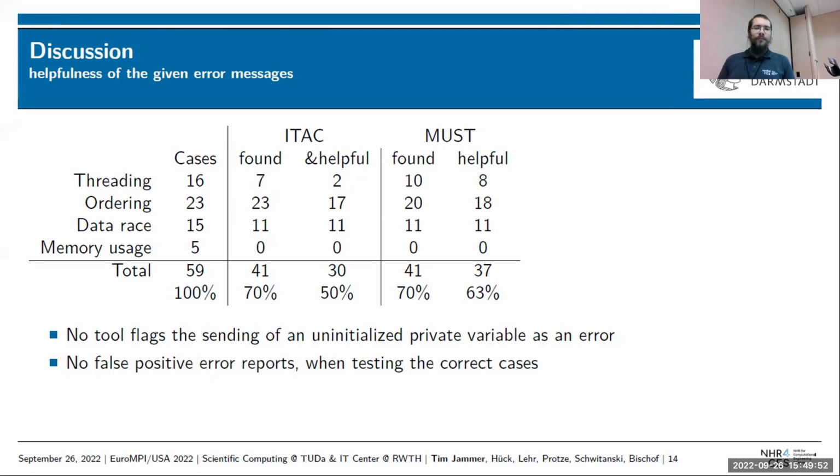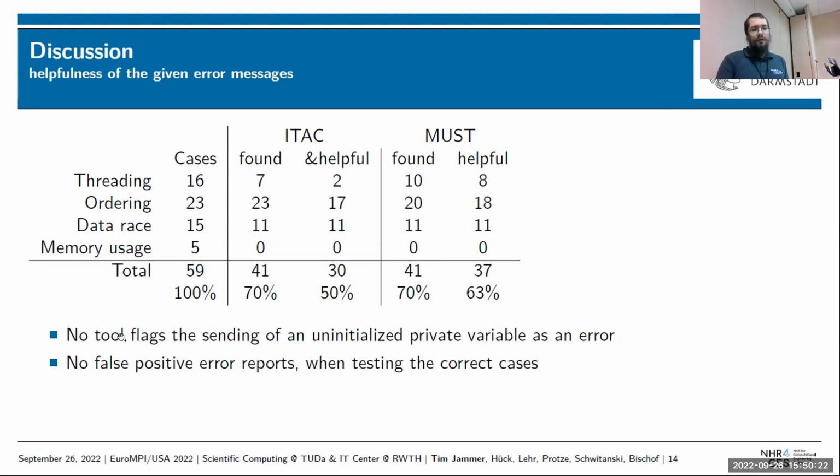In our opinion, we classified an error message as helpful if it gives you more information than just a stack trace if the MPI implementation crashes. And this is the reason why, in this view of classifying the error messages as helpful, ITAC is a bit less helpful than MUST, because in ITAC you sometimes just get the stack trace when your MPI implementation crashes. But of course, having this stack trace available may be valuable information as well.